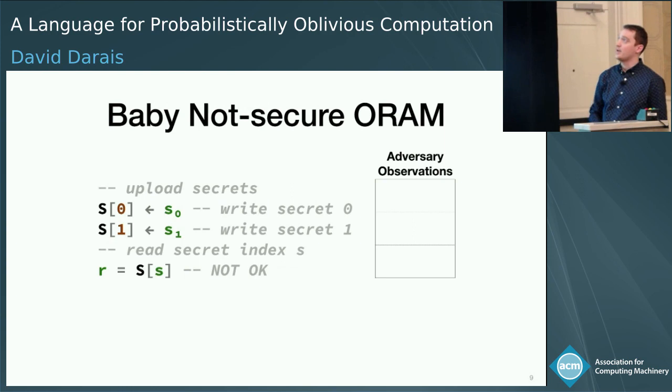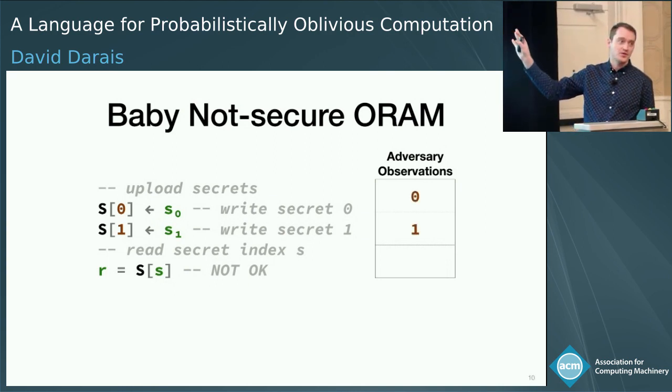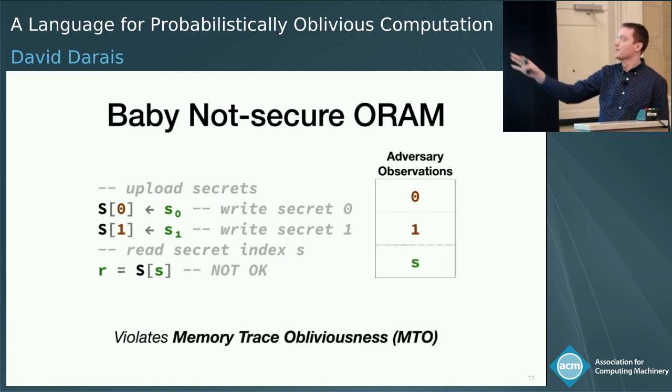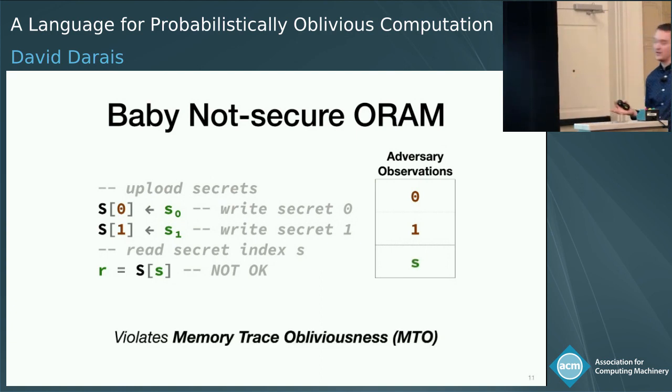So let's look at a baby non-secure ORAM. By baby, I mean the index space is 1 bit, 0 and 1. And it's not secure, so it's kind of wrong to call it ORAM, but we'll build on this to get to a correct ORAM. So this program uploads 2 secrets to the storage, S0 and S1, we store them in indices 0 and 1. Here's what the adversary can see. They see the indices in the clear. That's fine. I want to read at some secret index S to my private variable R. The adversary can see the array index, and now they just learned my secret, and this violates traditional MTO.